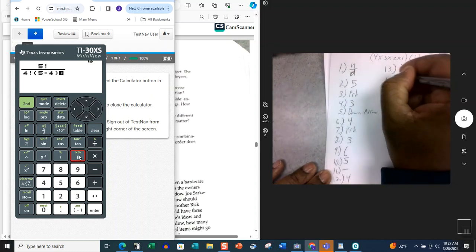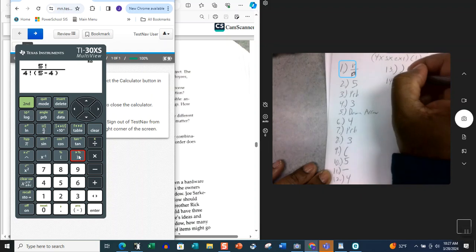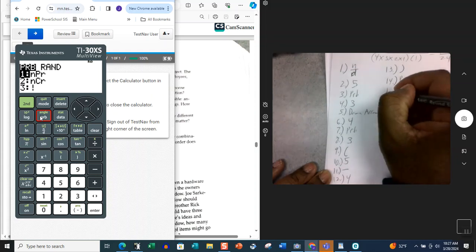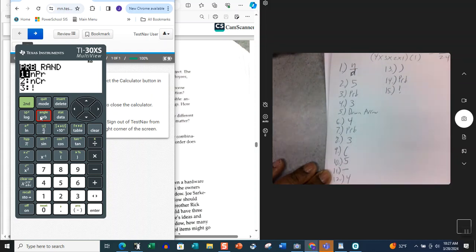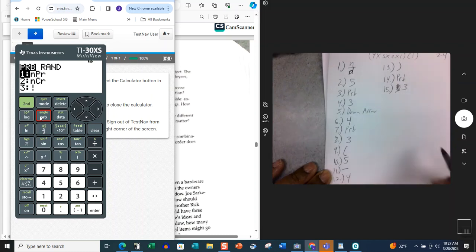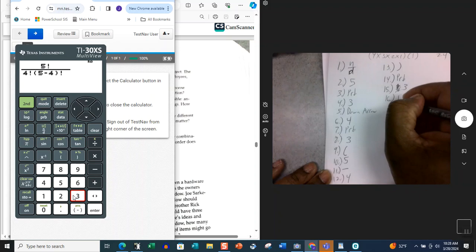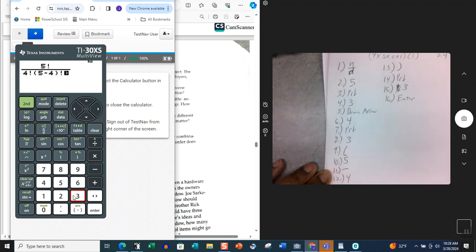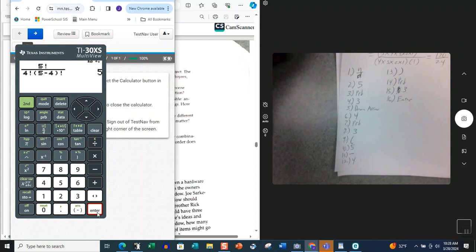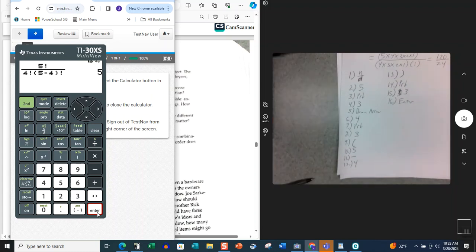Step 14, you'll press PRB. Step 15, you'll press the number 3. Step 16, you'll press enter. And it gave you 5, the exact same answer we had before. I'm going to raise this up a little bit so you all can copy this in your notes.